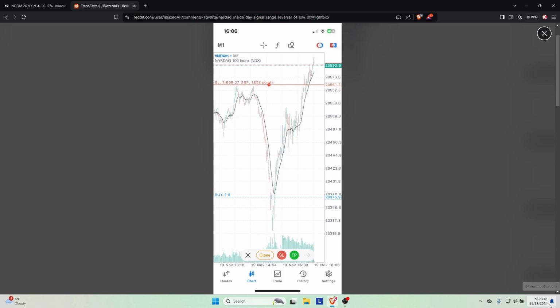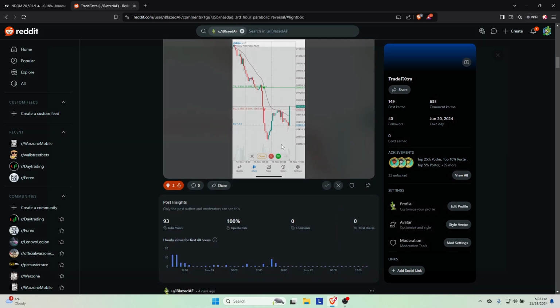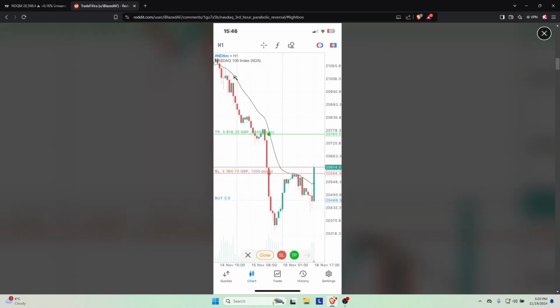It's now 5 o'clock. This was the trade. My entry was down here, and we were in that. And then yesterday we had a Nasdaq trade, and this was a third hour reversal. So I'll break that one down after.